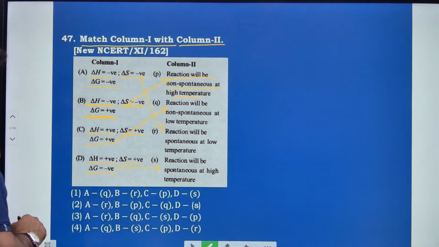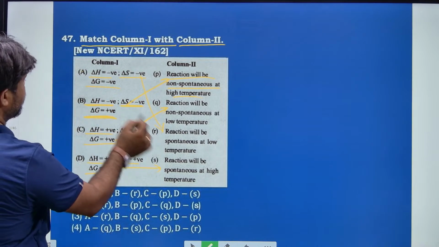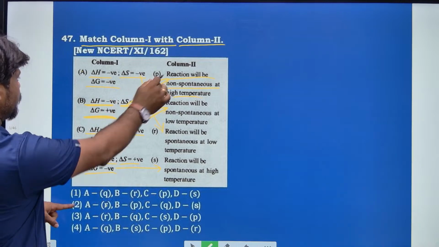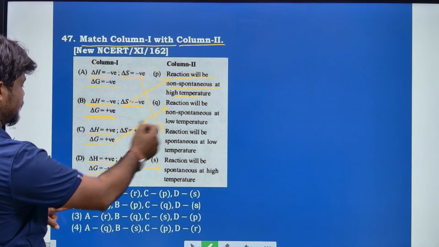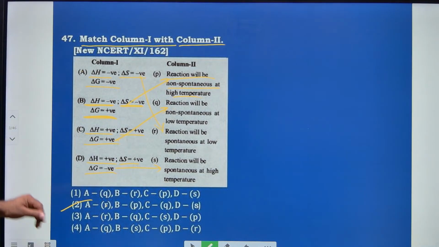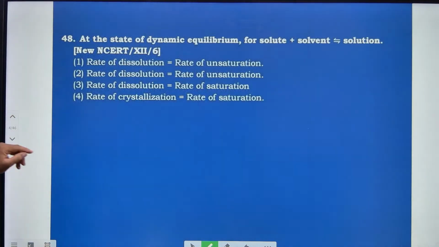Then which is the right answer for this question? A corresponds to R, B corresponds to P, and C corresponds to Q. Yes, option 2 is the right answer for the question. Well, go to the next.